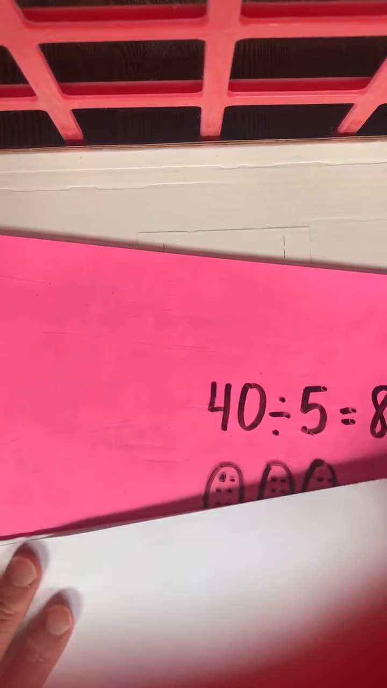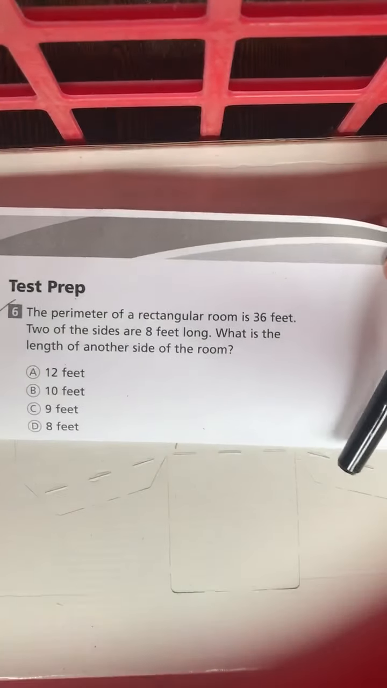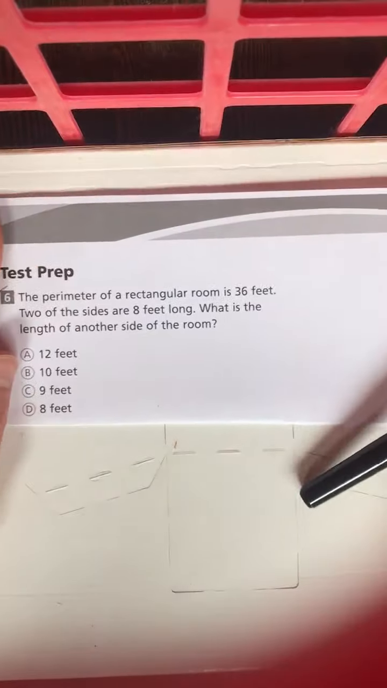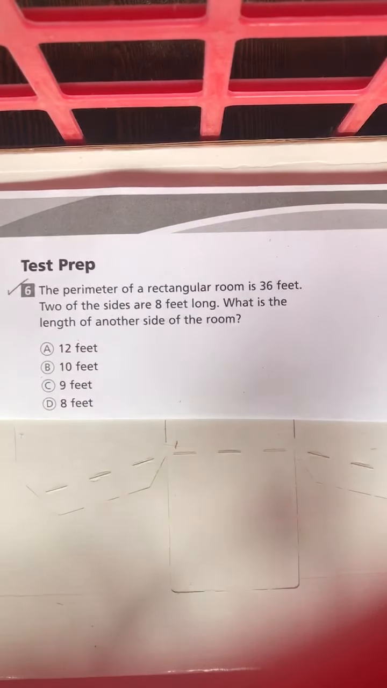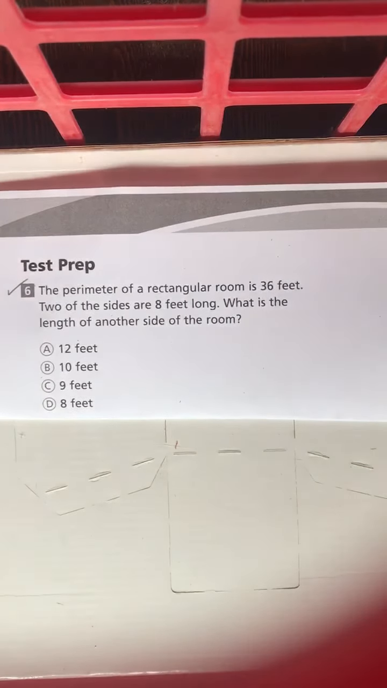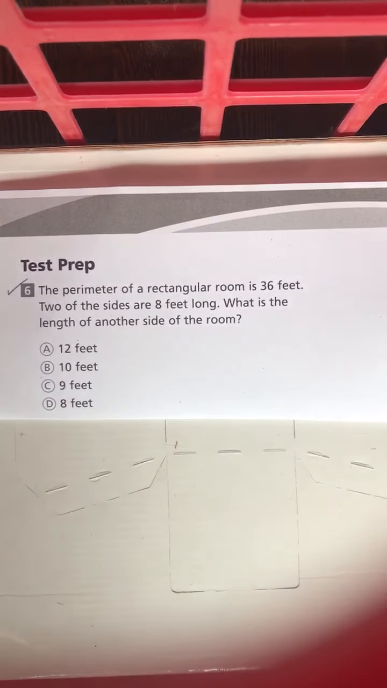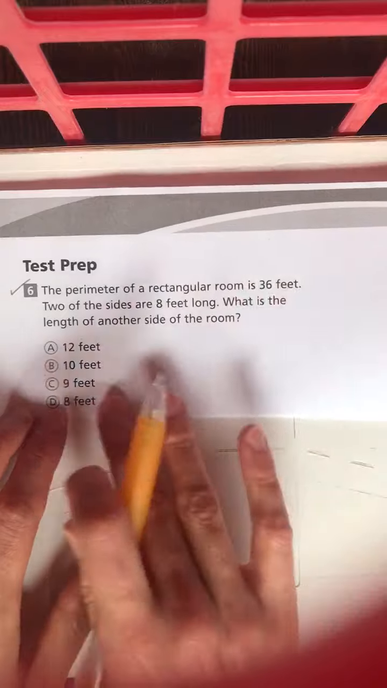Okay, number 6 says that the perimeter of a rectangular room is 36 feet. 2 of the sides are 8 feet long. What is the length of another side of the room? So I'm going to draw a picture to help me solve this question.